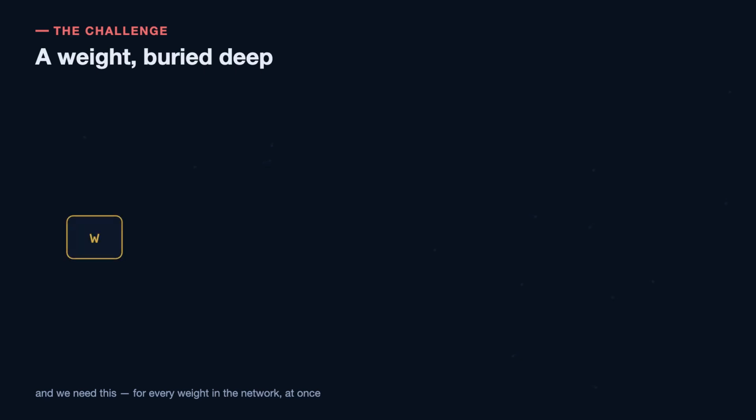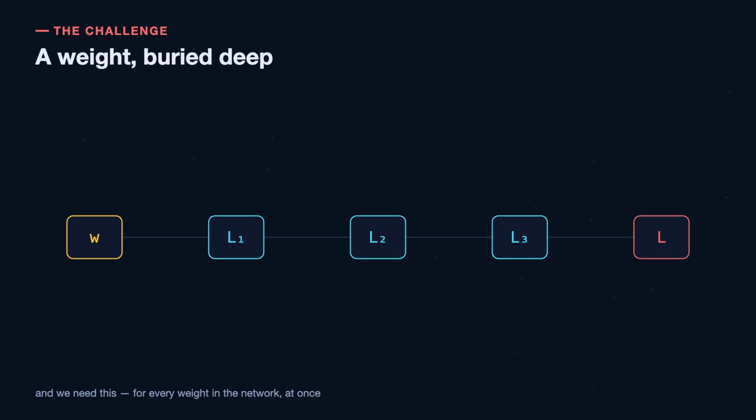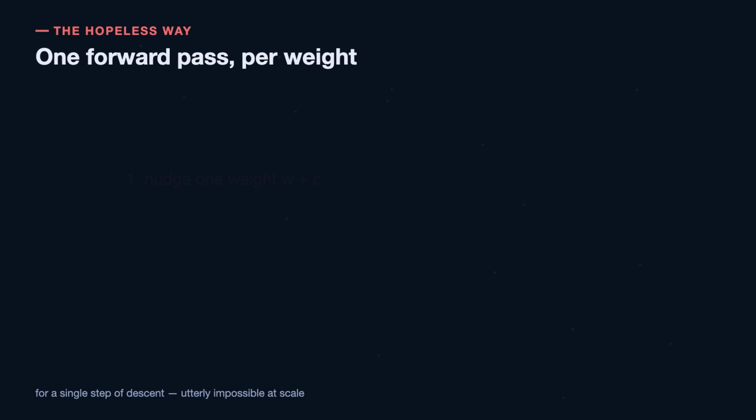Let us state the challenge exactly. The loss sits at the very end of the network. A weight we care about sits near the beginning, buried under a long chain of operations. We need to know how much the loss would change if we nudged that one deep weight. That is a single partial derivative. And we need it not once but for every weight simultaneously, millions of derivatives for a single step of training. That is the mountain we must climb.